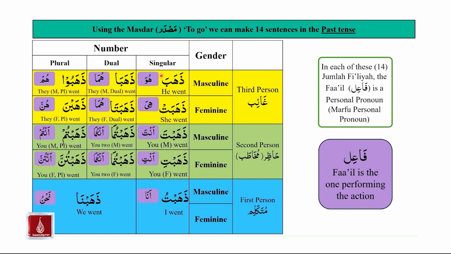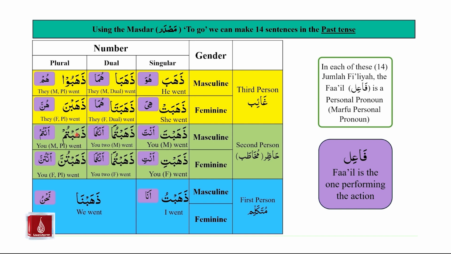Zahaba, the fa'il is huwa. Zahaba, the fa'il is huma. Zahabu, the fa'il is hum. Zahabat, the fa'il is hiya. Zahabata, the fa'il is huma. Zahabna, the fa'il is hunna. Zahabta, the fa'il is anta. Zahabtuma, the fa'il is antuma.